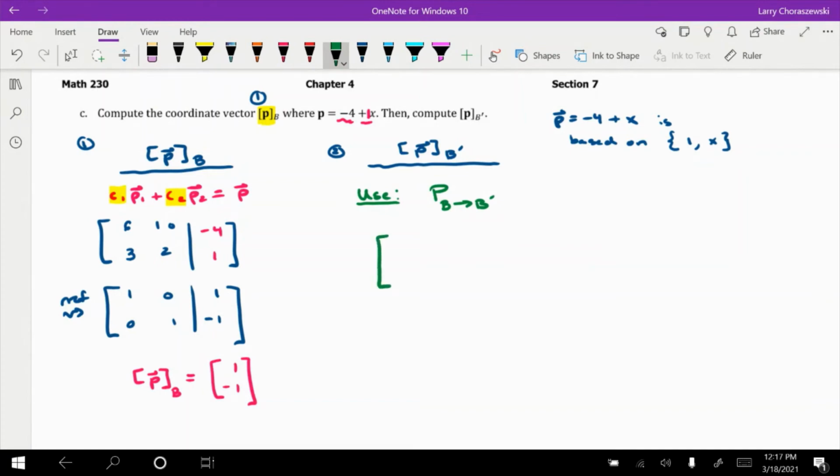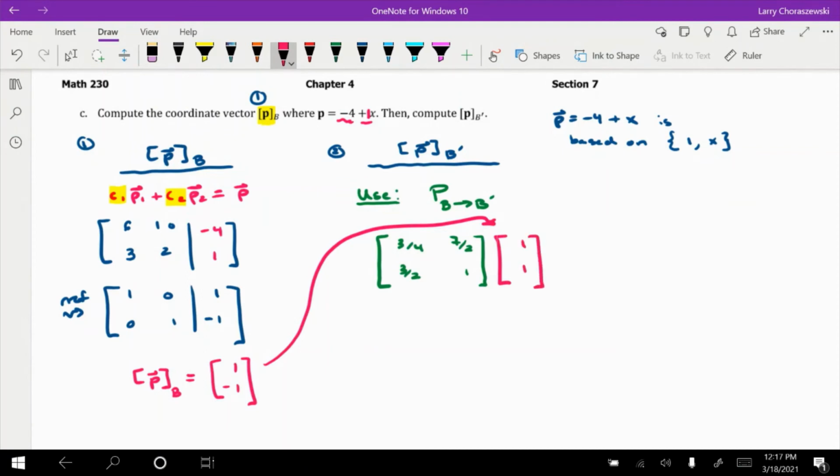Okay, so we'll use this matrix in conjunction with what we just calculated in step 1 by doing the following. The matrix that takes us from B to B prime had the first column values of 3/4 and 3/2, which I believe was our solution to part A of this problem, and then 7/2, 1. And right next to that, we're going to take p relative to B and do some matrix multiplication. When you multiply these together, you get the following values: -11/4 and 1/2.